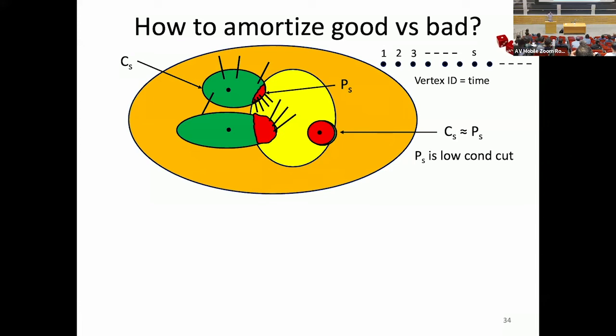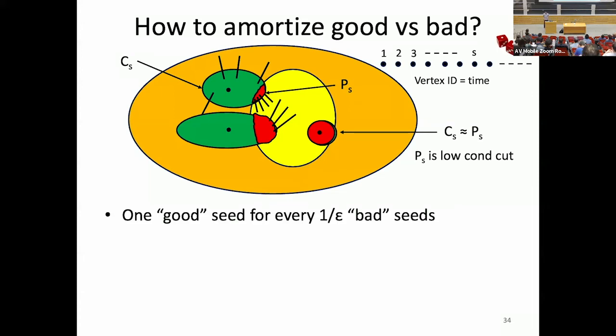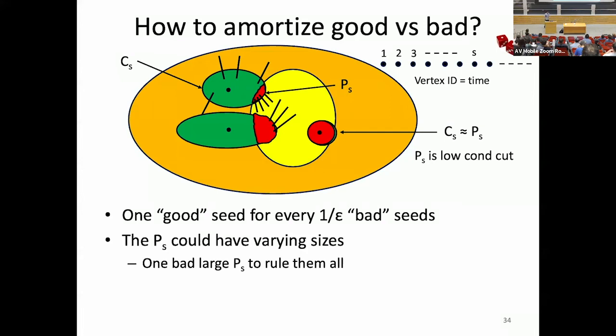That is, the low conductance cut that you get from Spielman-Teng will probably contain a lot of this yellow region, but only 1/epsilon steps. And for all the other steps, your seeds are going to lie outside and they're going to do all this bad stuff here. So I think of it as there's one good seed for every 1/epsilon bad seeds. And the sizes of all of these could be very different because we're basically running this spectral clustering black box. We don't know exactly what's going on, and one large bad piece could completely destroy all the good effects of your other pieces.